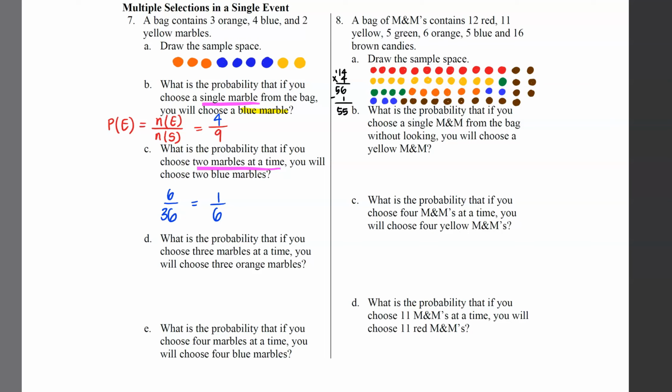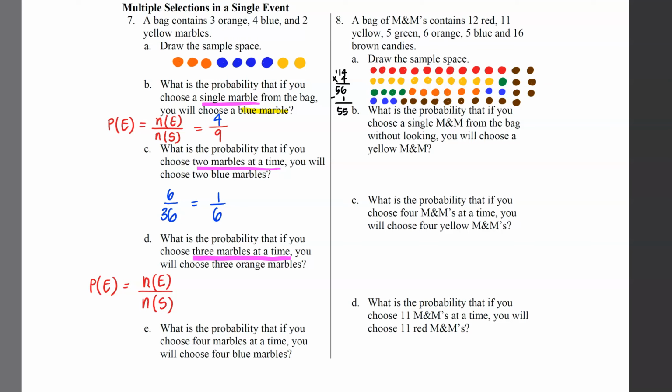Moving on to letter D, what is the probability that if you choose 3 marbles at a time, you will choose 3 orange marbles? So this time we are selecting 3 marbles at a time. Instead of drawing an entire sample space of all the different ways that we can select 3 marbles, we know that we could simply do a combination. For the probability of any event occurring, it's always going to equal the number of ways the event can occur over the total number in my sample space. My sample space is how many different ways can I just select any 3 marbles.